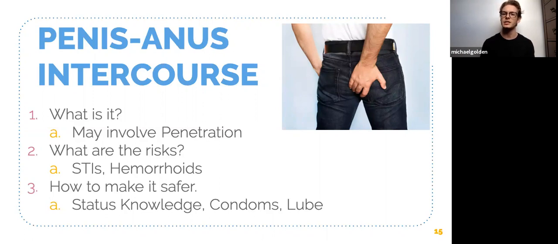And then another risk that not everyone may experience or know is hemorrhoids. Everyone can get hemorrhoids, but especially for gay men, it's a little bit heightened if you're partaking in penis to anus sex. And then how to make it safer: status knowledge, obviously using condoms and lube, and then PrEP and PEP is also a great tool that we're going to be talking about as well.